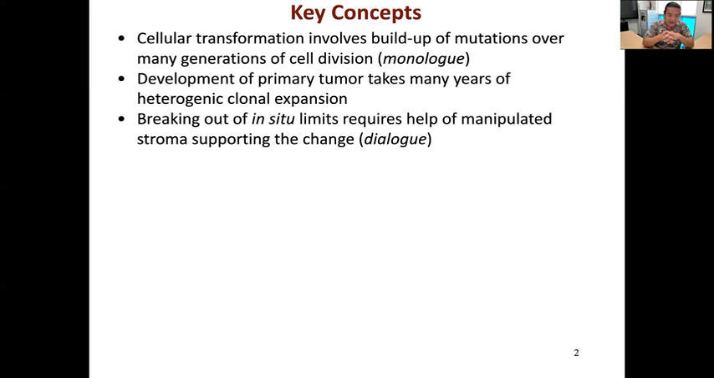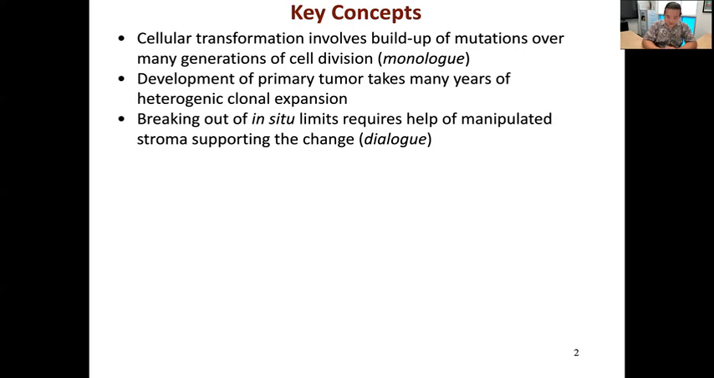That's why the time it takes for a primary tumor to build up to a substantial cell mass takes many years of one transforming cell building up in numbers and then having different subpopulations of those transformed cells, each beginning to get different sets of mutations. So the individual cell that gives rise to the tumor over time becomes a heterogeneous clonal expansion of different pockets of cancer cells within the same tumor.